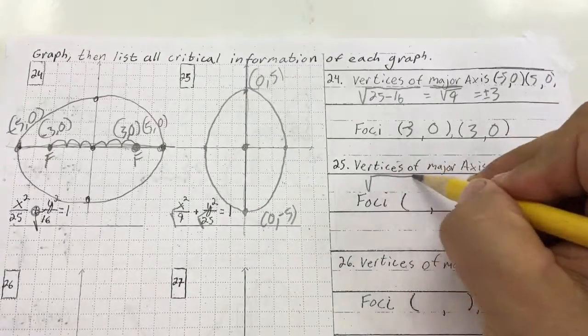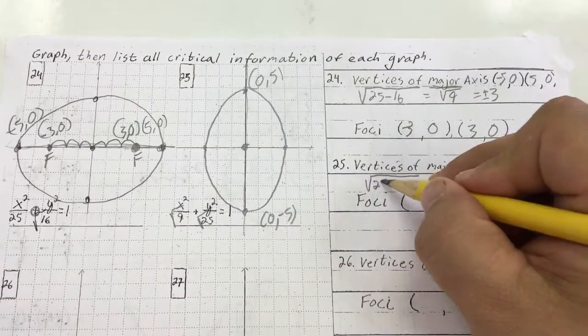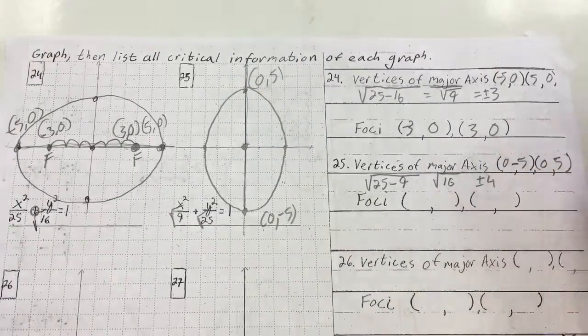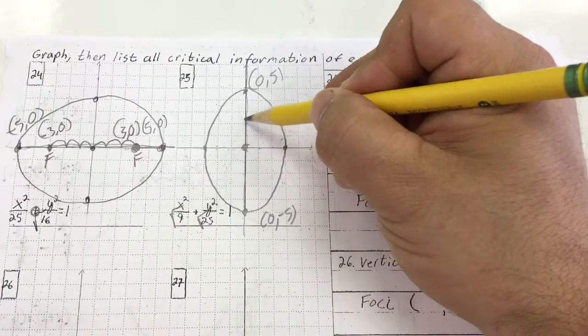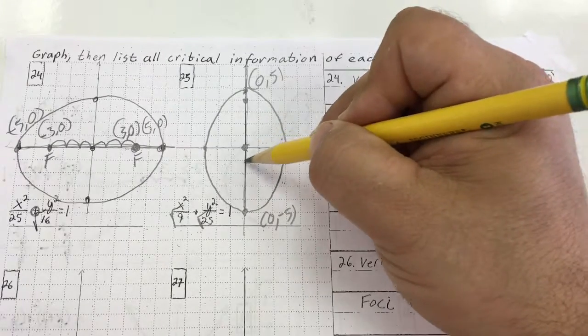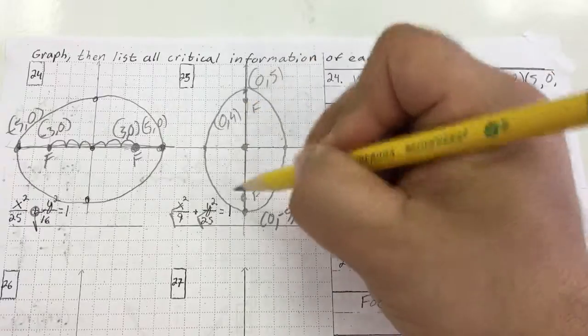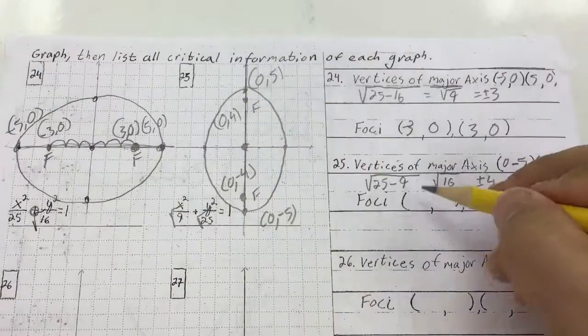Now the foci, square root of 25 minus 9. You don't want any imaginary numbers here, so you put the big one first. That's going to give me the square root of 16, which is plus minus 4. So from here, I go plus 4, up, 1, 2, 3, 4. And I go down 4, minus 4, 1, 2, 3, 4. And those are my foci. So that one's going to be located at 0, 4, and this one's located at 0, negative 4.